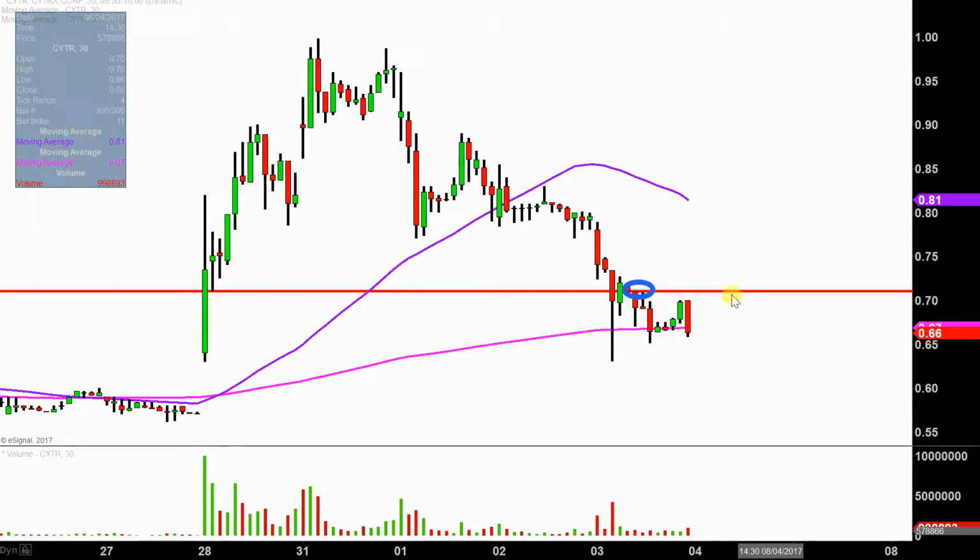Now, don't get me wrong, I'm not saying it's impossible for the price to break back up above the red line. I'm just saying it makes sense why the price ultimately did start to struggle right around that area after it had broken down below it. So 72 cents, that near-term level of resistance.